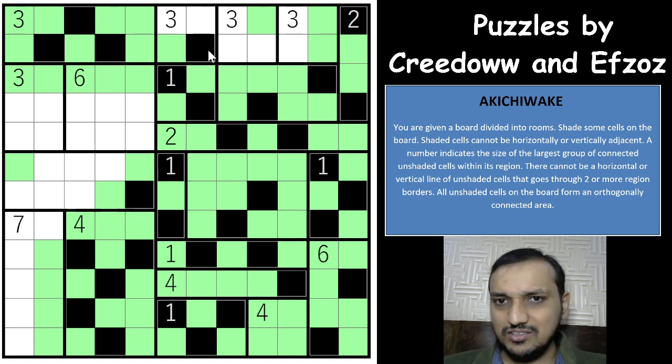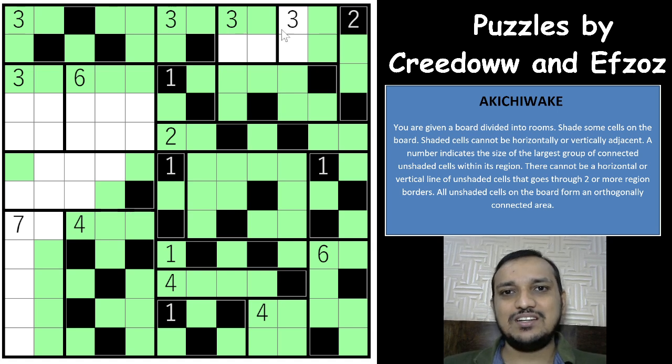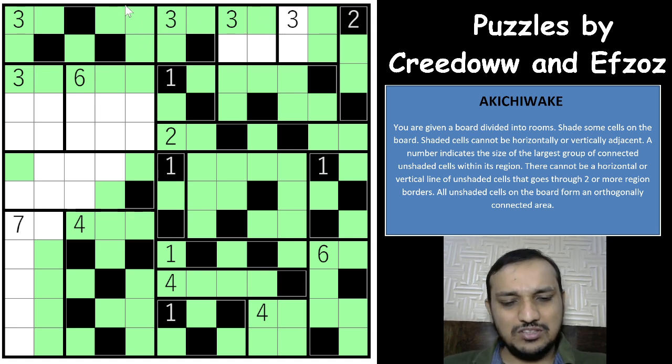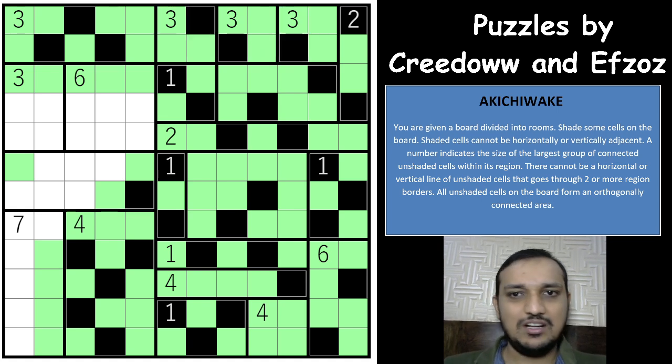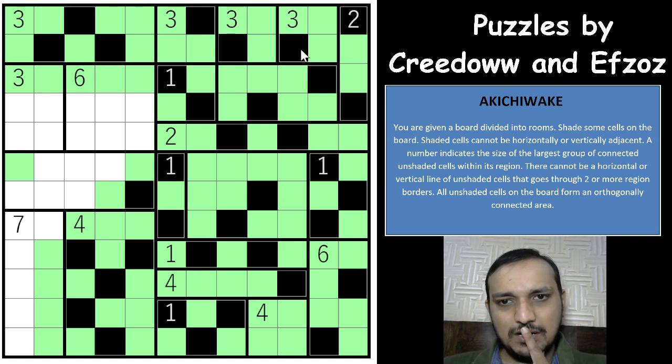If I shade this, amazing logic. None of these can be unshaded. So you have more than 3 groups in a straight line. So this is unshaded. This is shaded now. This is shaded now, and this is shaded. Amazing. The upper part is done now.